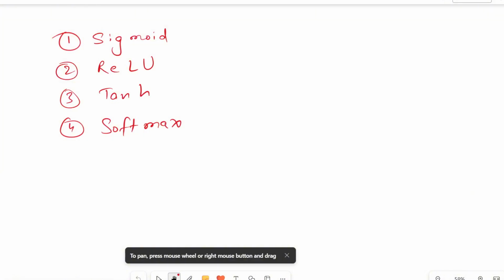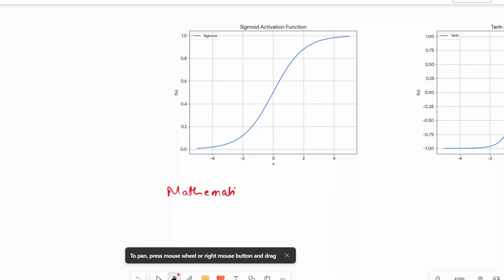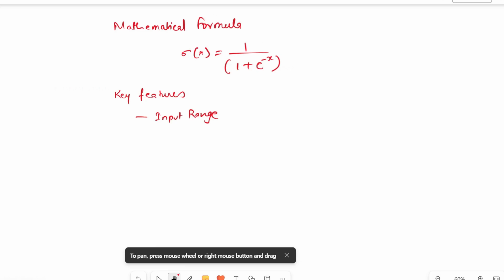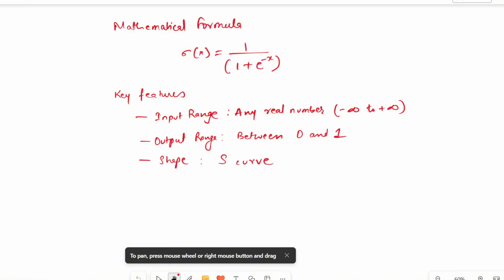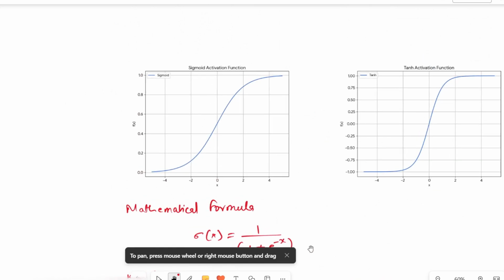So we'll start with the sigmoid now. Meet the sigmoid function. The mathematical formula is 1 divided by 1 plus e to the negative x. Don't worry about memorizing that. Just know what it does. Sigmoid takes any number from negative infinity to positive infinity and transforms it into a range between 0 and 1. It creates this beautiful S-shaped curve.